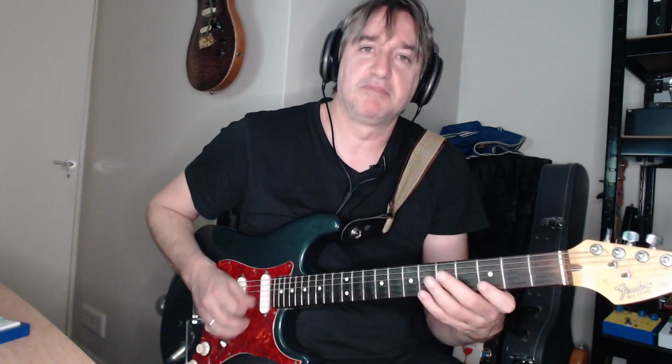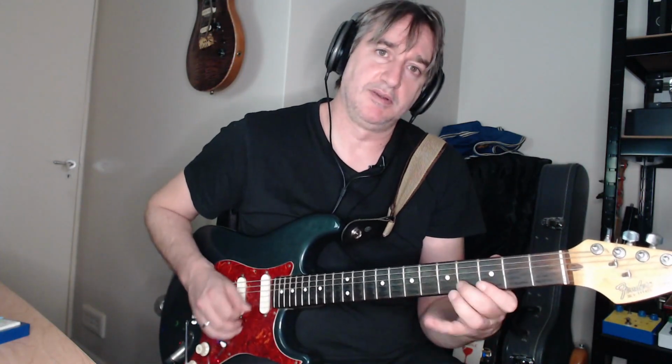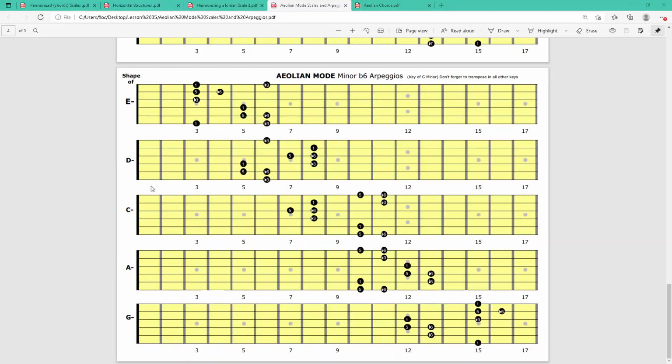This is like an Aeolian arpeggio. Right? Let's look at it on the page, because this also contains an interesting concept. If we look at it, what I just played was 1, flat 3, 5, flat 6. Something which feels Aeolian, right?